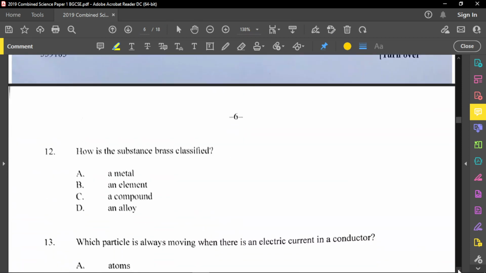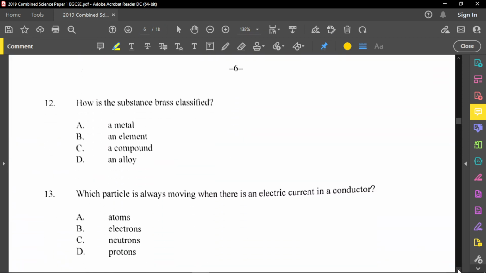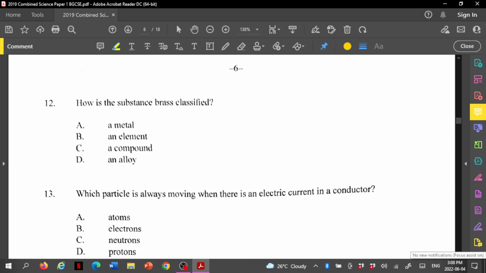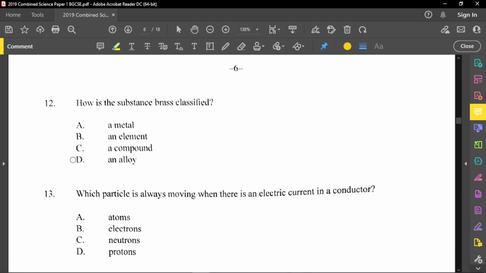So the best way to do it is actually distillation. Number 12 says, how is the substance brass classified? It's classified as what they call an alloy, because an alloy is a mixture of two or more different metals. I think there's a paper which talks about some alloys, which I could also go through with some examples. I think it's paper 2. When I go through that, I think there's a question on it, so I will talk about different types of alloys then.